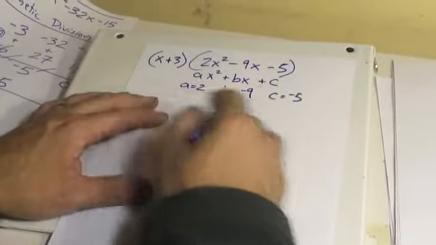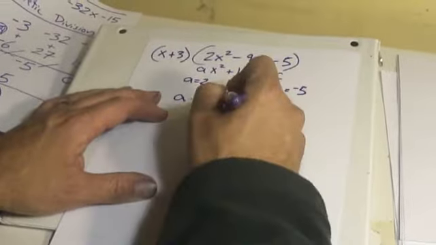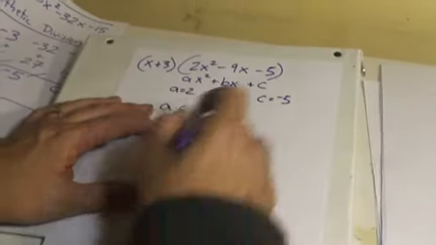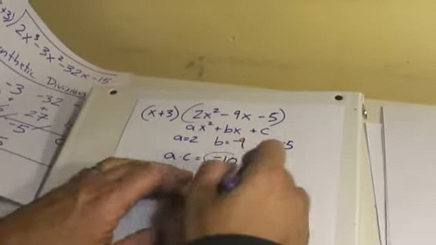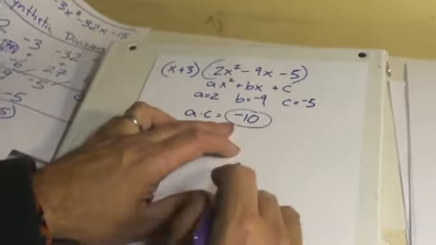So we multiply the a times the c term. 2 times negative 5 is negative 10. So now, what we want to do is find the factors of negative 10 that add up to the b term, which is negative 9.